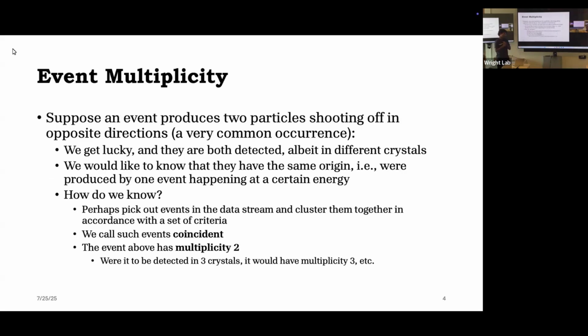Okay, so multiplicity is an important thing. You can imagine that an event happens somewhere in the detector that produces 2 particles that go off in opposite directions and strike 2 different crystals. The problem with that is you might not know that they come from the same event. It registers as 2 different things. So we call such events coincident, and the number of crystals they interact with is the multiplicity. It interacts with 2 crystals, M2, and so on. We would like to classify coincident events together.